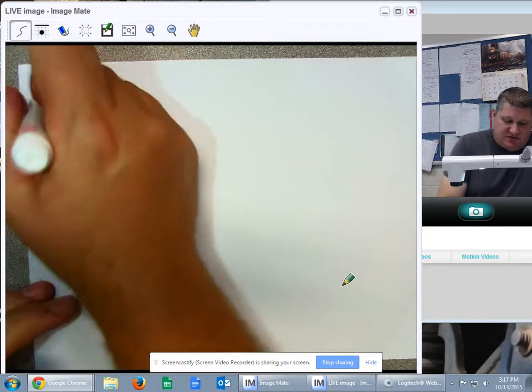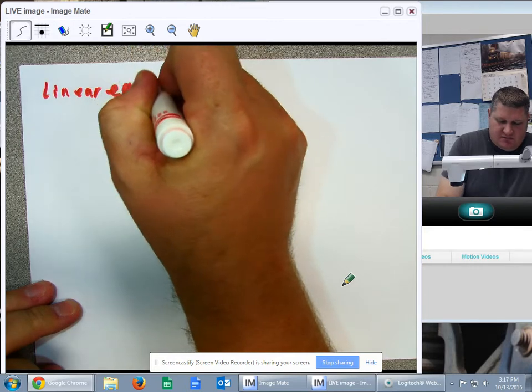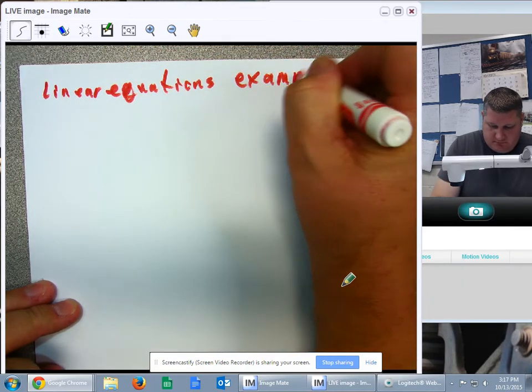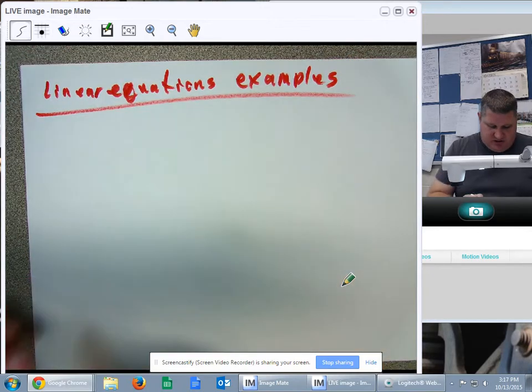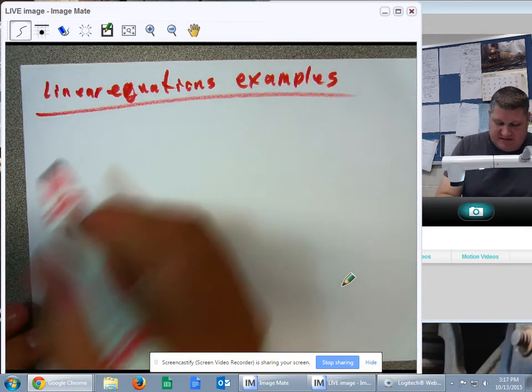Okay, now let's do some linear equation examples. Linear equation examples. Now, to do linear equation examples, we want to start with some basic things.